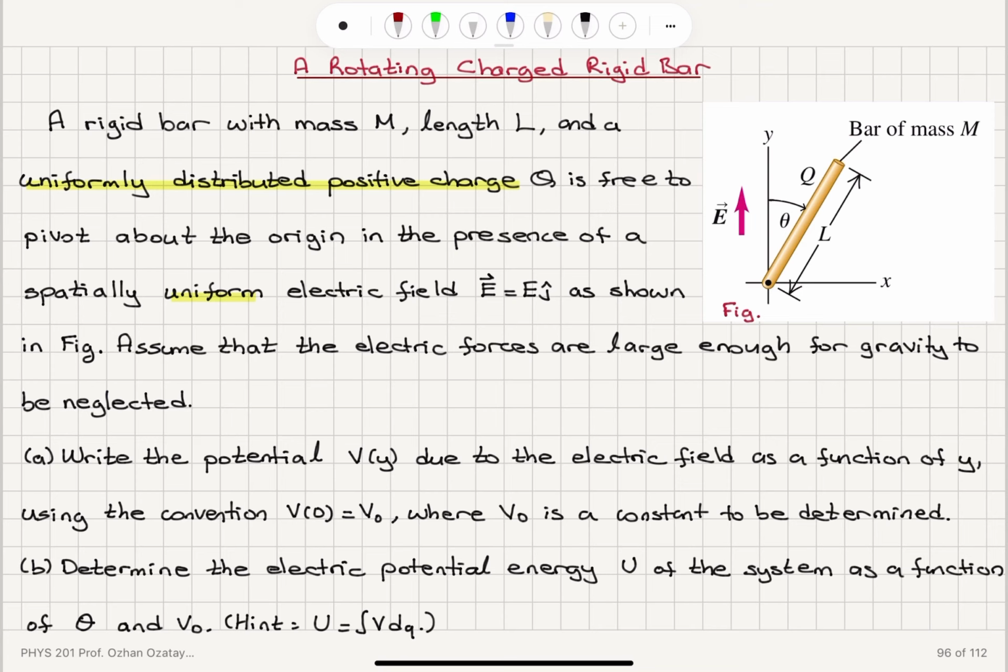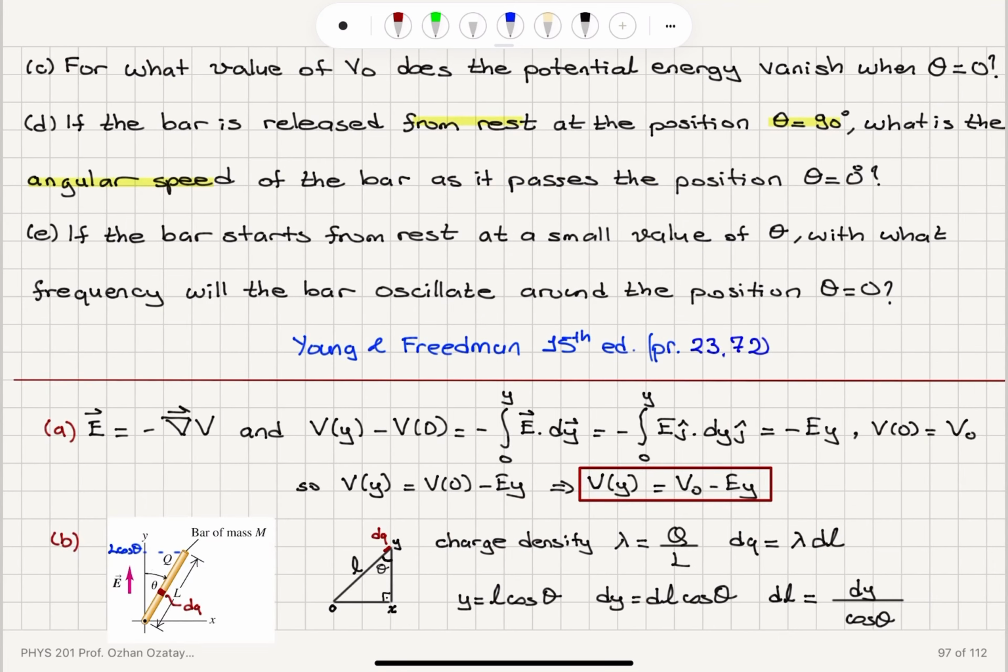So we want to know the potential due to the electric field, the uniform electric field, which is in the j hat direction, using the convention that for theta equal to 0, we have a potential V0. So we did that by looking at the relationship between potential and electric field. E is minus gradient of V, or V of y minus V0, the potential at y with respect to the potential at y equal to 0, is minus the integral from 0 to y of E dot dy, the path integral, and that gives us potential as a function of y, V0 minus EY.